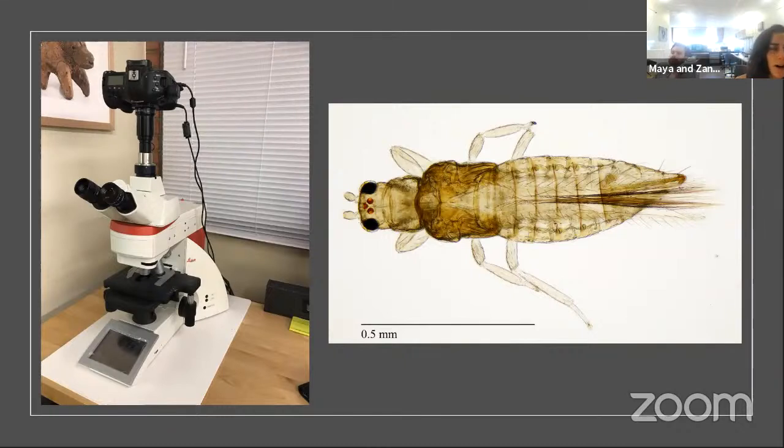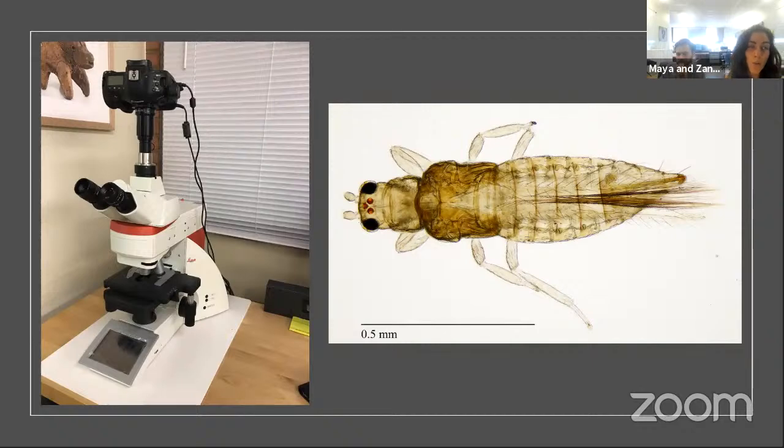Thrips can be found in any of our backyards. They're very common in dirt. This one is just under a millimeter large. Using this wonderful system, we could capture a lot of its detail and really understand it. And using these details, we can also identify them and put them into a database later.